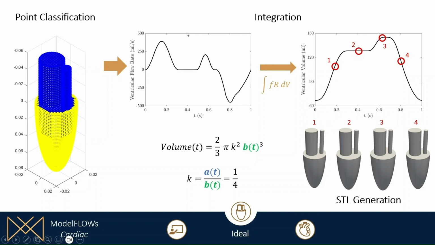So as I said, the movement is going to be extracted from the flow rate data via integration. And in our case, as we know the volume of the semi-ellipsoid, we will use this equation and also the relation between the short and long semi-axes to know how this geometrical feature, the semi-ellipsoid, will be at each time step to match this volume variation.